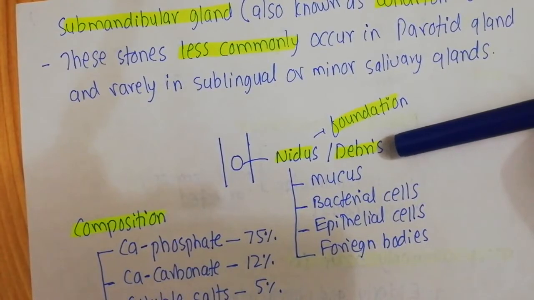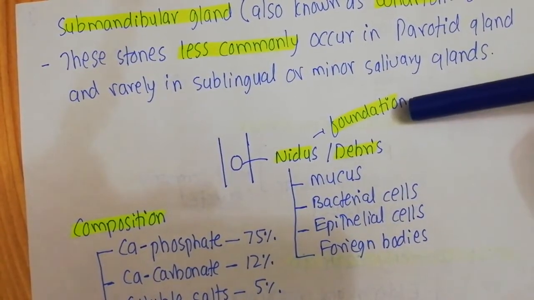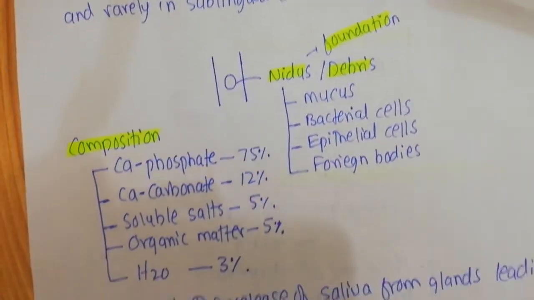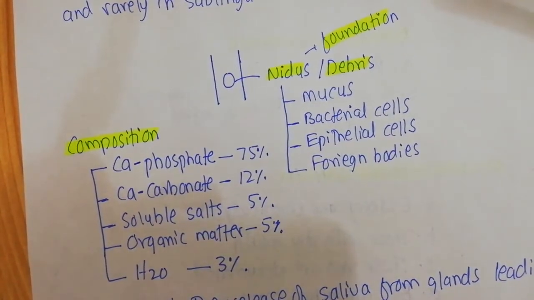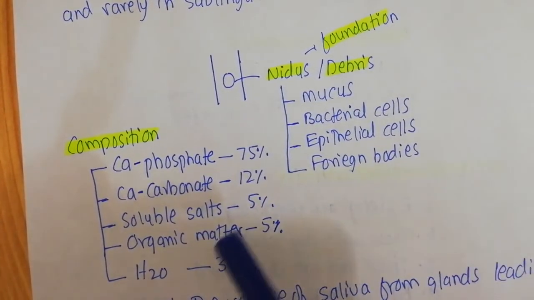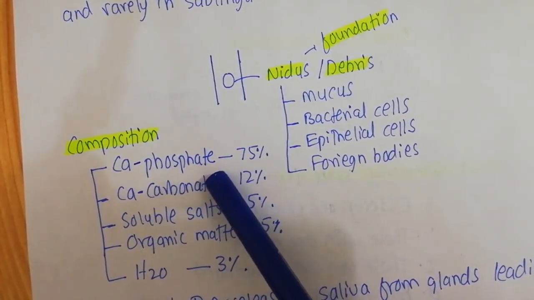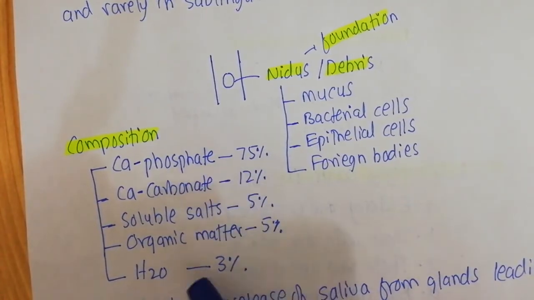Now this nidus or debris is not itself a stone, but it works as a foundation for the formation of the stones. If you look at the composition of the stones that usually occur in the submandibular glands, 75% of their formation is because of calcium phosphate. That means the composition of the stones has 75% calcium phosphate.